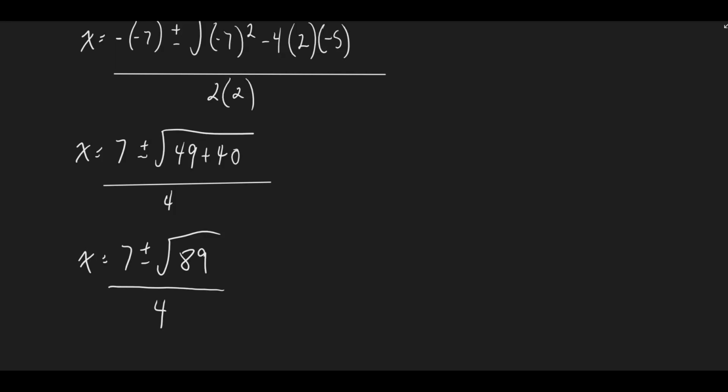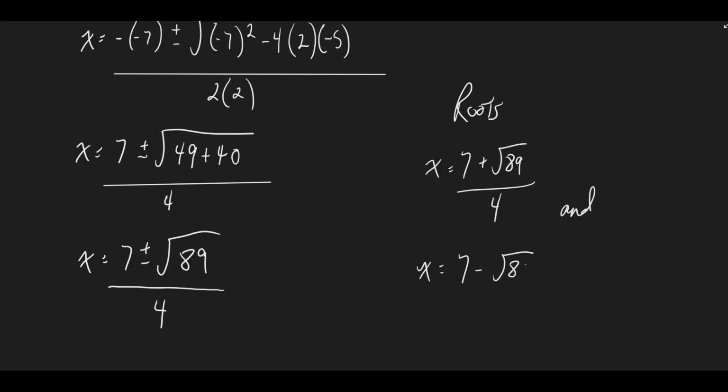So the square root of 89 does not simplify any further. It is not a mixed radical. It is left as the square root of 89. And we have our roots. x equals 7 plus the square root of 89 all over 4. And x equals 7 minus the square root of 89 all over 4. And those are our irrational roots.